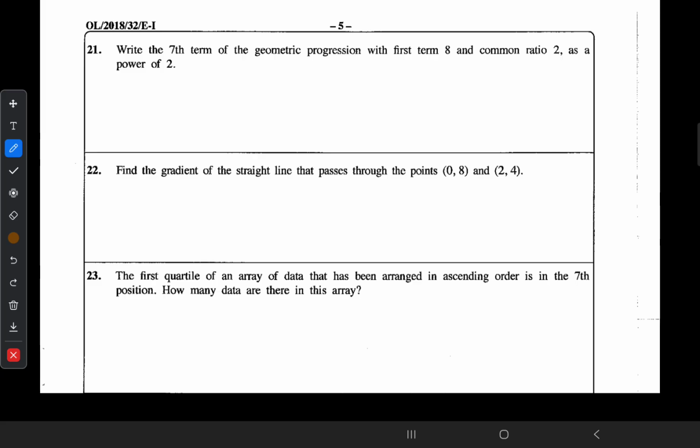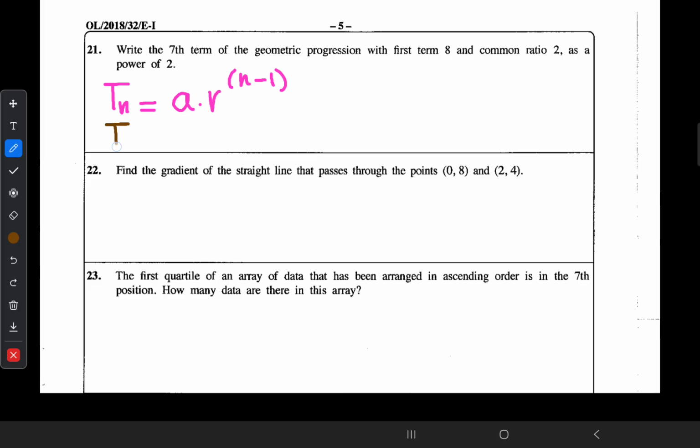Write the seventh term of the geometric progression with first term 8 and common ratio 2 as a power of 2. So we can write Tn in the geometric progression as a into r to the power of n minus 1. A is the first term, r is the common ratio, n is the particular term. Here we need the seventh term.